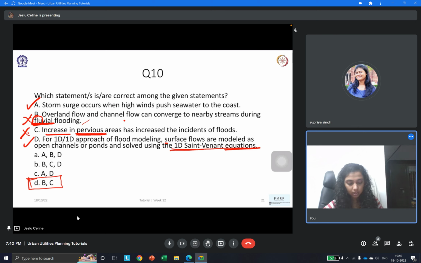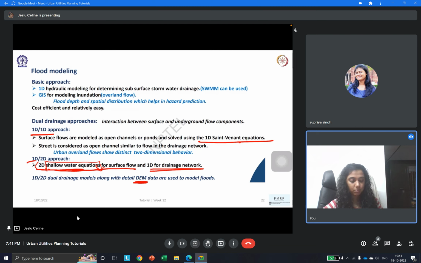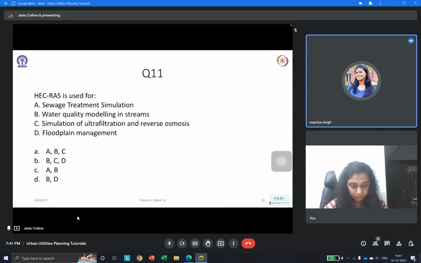Then for 1D-2D, we go for shallow water equations for surface flow and 1D for drainage flow. So we have the Saint Venant equations and we have the shallow water equations. This is the 2D shallow water equations which we'll be using. And for dual, again, for advanced models, we even use the digital elevation models to find in what direction water will be flowing based on elevation. Fine. So that's clear, right? Let's proceed further.